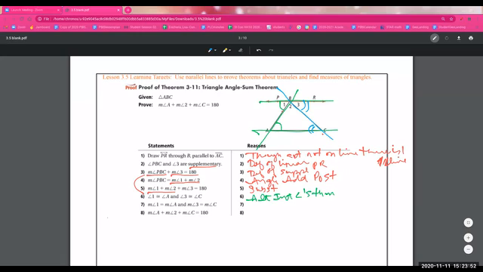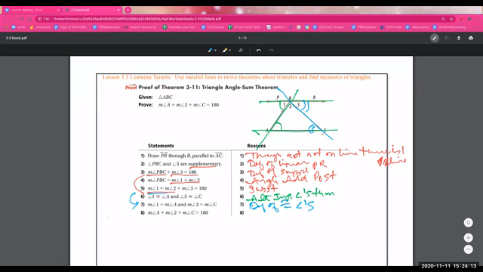So now it says angle 1 and angle A are congruent, but the next step says measure of angle 1 equals measure of angle 3. Well, remember, if they are congruent, then the measures are equal. That is the definition of congruent angles. So lastly, what did we do?